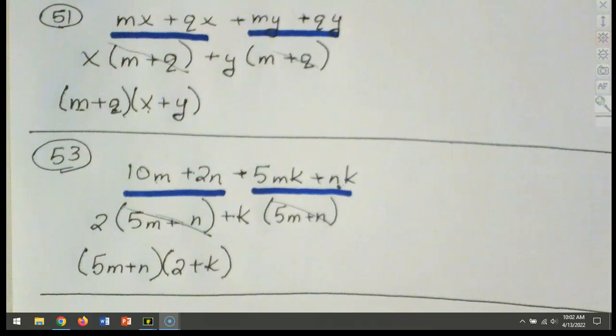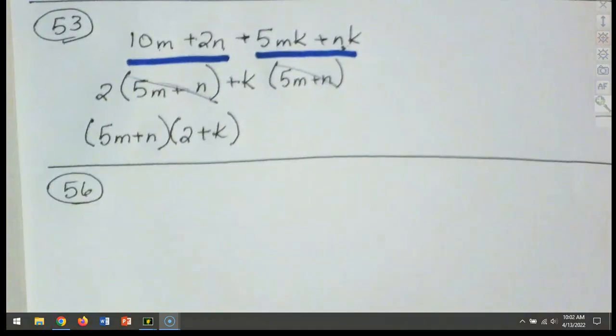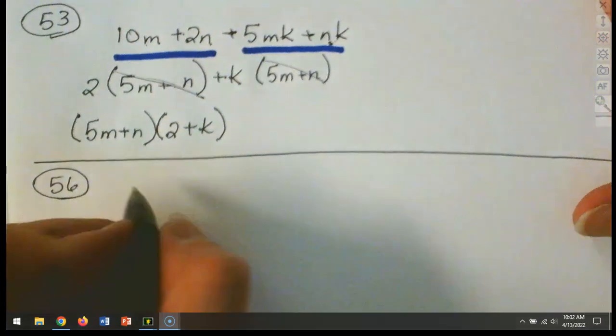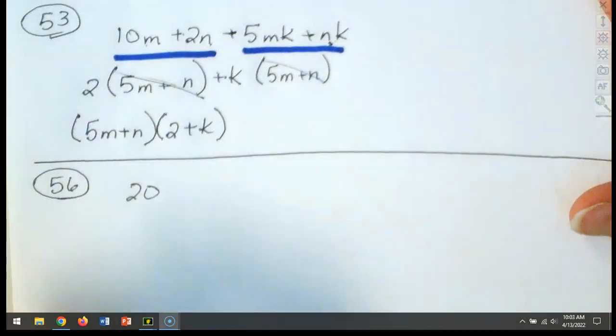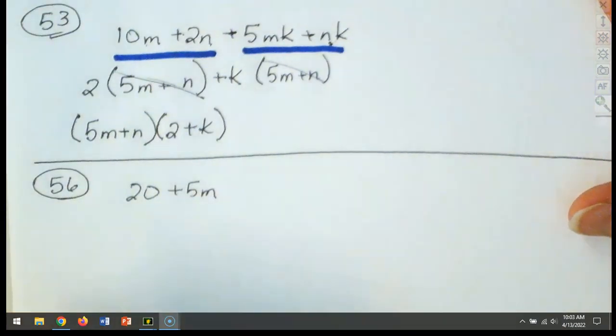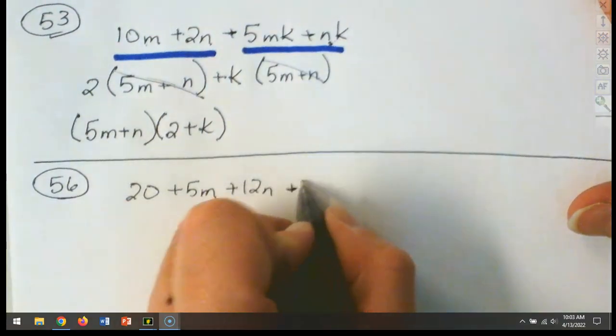Okay, let's try another one. We'll do question 56, and then we're going to look at one where we have to rearrange the order to make it factor. So let's look at 56. We've got 20 plus 5m plus 12n plus 3mn.